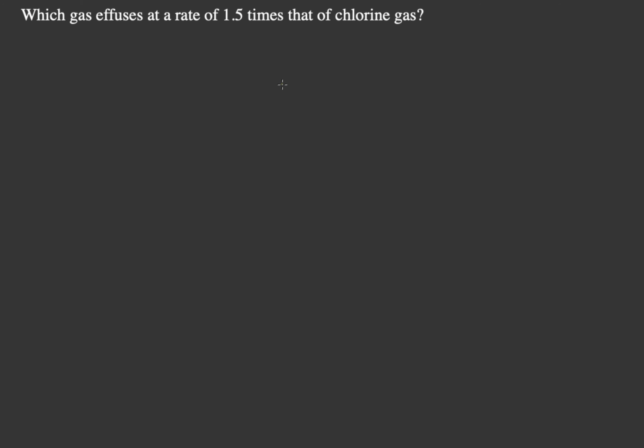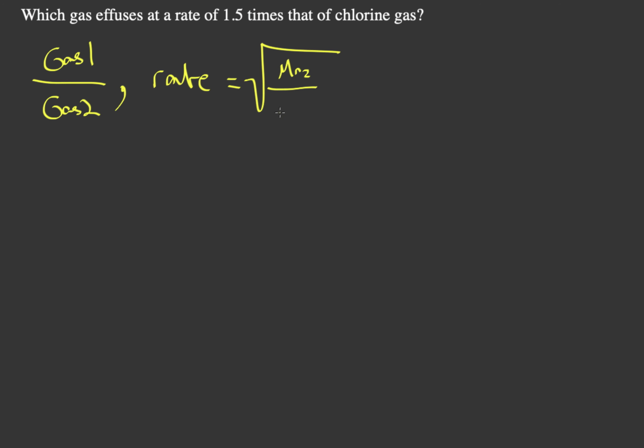If we're going to figure out which gas effuses at a rate of 1.5 times that of chlorine gas, we have to refer back to our equation for effusion rate or diffusion rate. So if we have gas 1 and we're comparing it to gas 2, that rate, the rate of 1 to 2, like the comparison, is equal to the square root of the MR of 2 over the MR of 1. MR stands for the molecular mass.